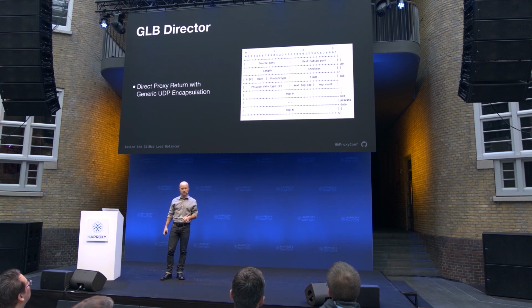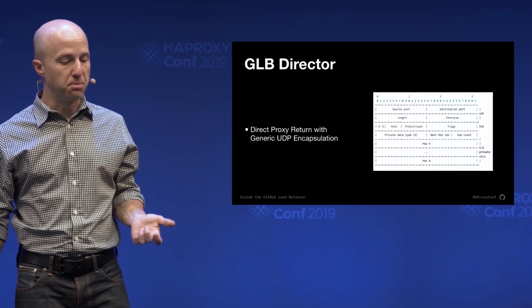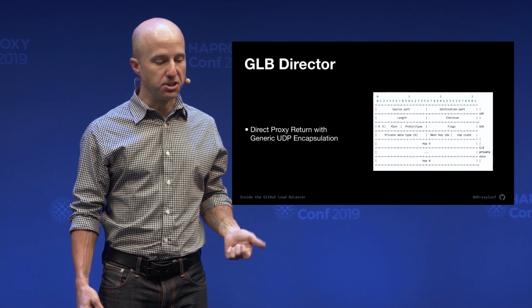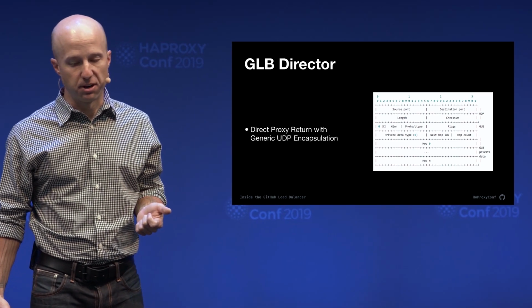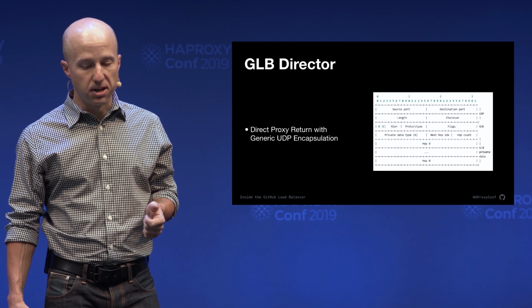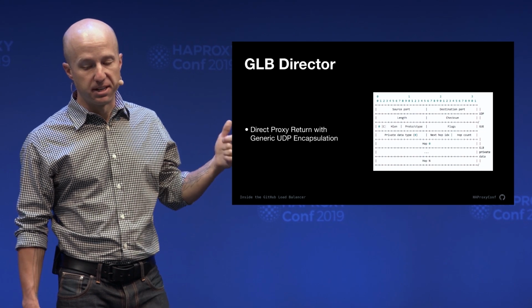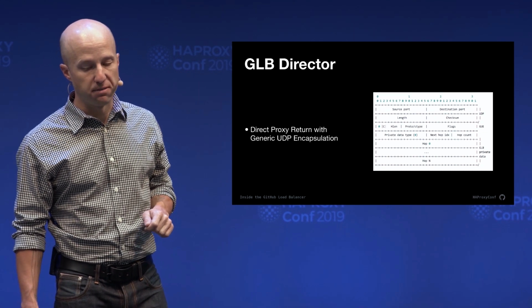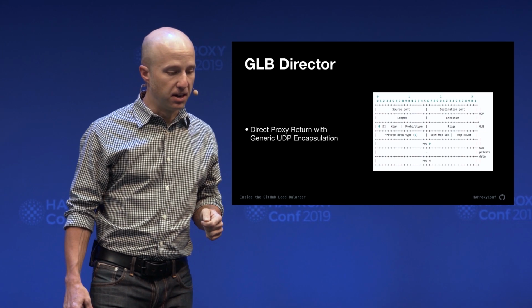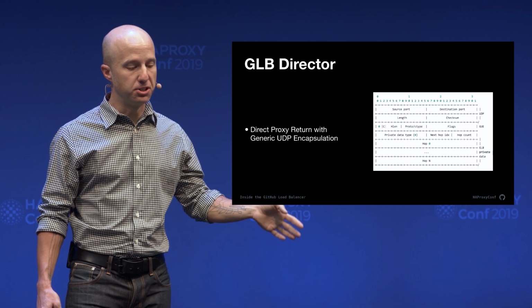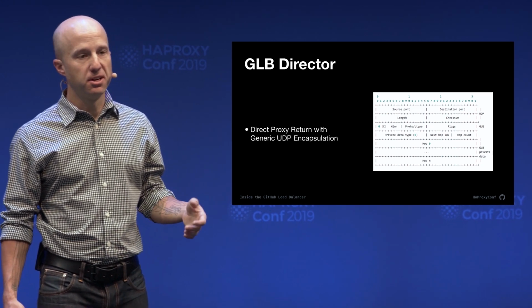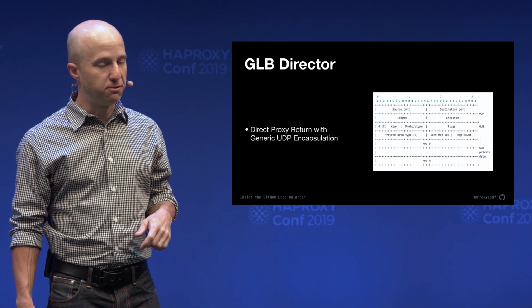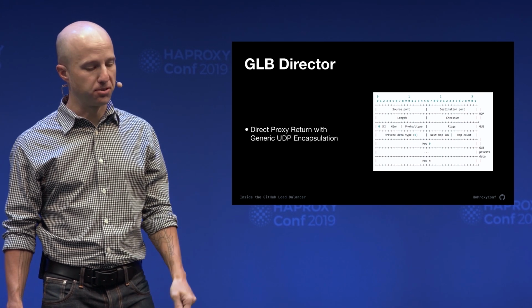the second chance flow. We use a relatively new kernel feature called generic UDP encapsulation to do this, and you can see an example of what the packet looks like there. And we add the metadata to that GLB private data area. Before we used generic UDP encapsulation, we used something in the kernel called Foo over UDP, and I think both of these things came out of Google.